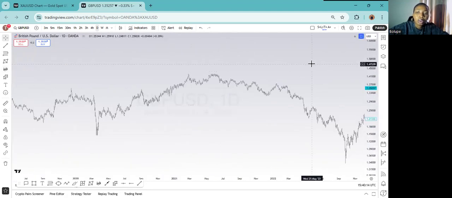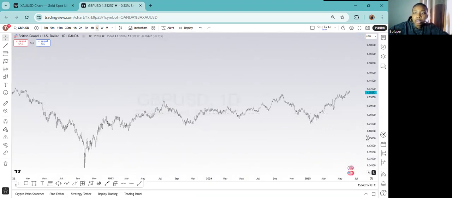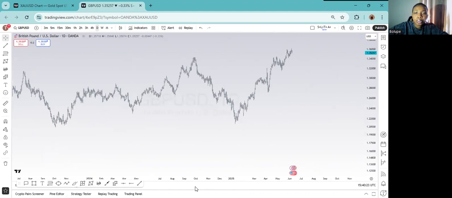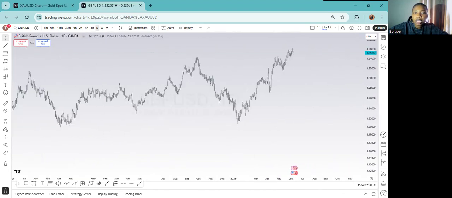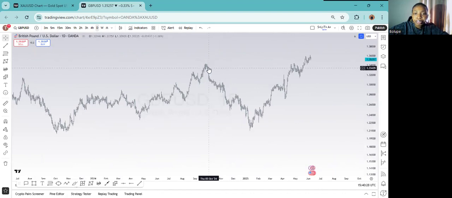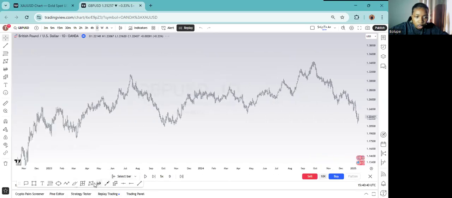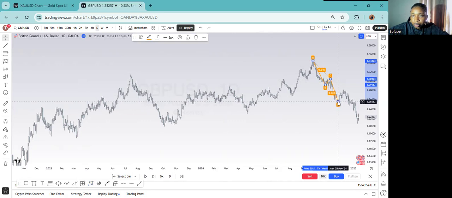So let's use what's going on right now. Let's find a point A to be here. Okay, let's just use this one. I'm not sure the replay tool will allow that far on lower time frames. So, break of structure, we have this, right?